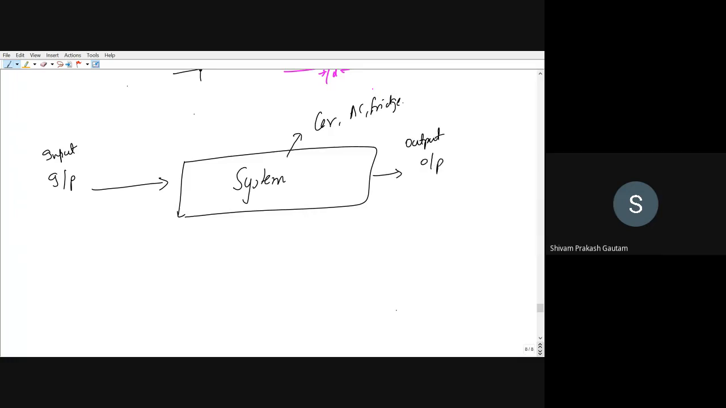Generally, output is written as O/P and input is written as I/P. Let us suppose this is your system, an AC, and this can be any of your systems. So why are we discussing this LT, UT, RT, and let us say PT also? Why we are discussing this is that when you develop a system, when you are a manufacturer, right?